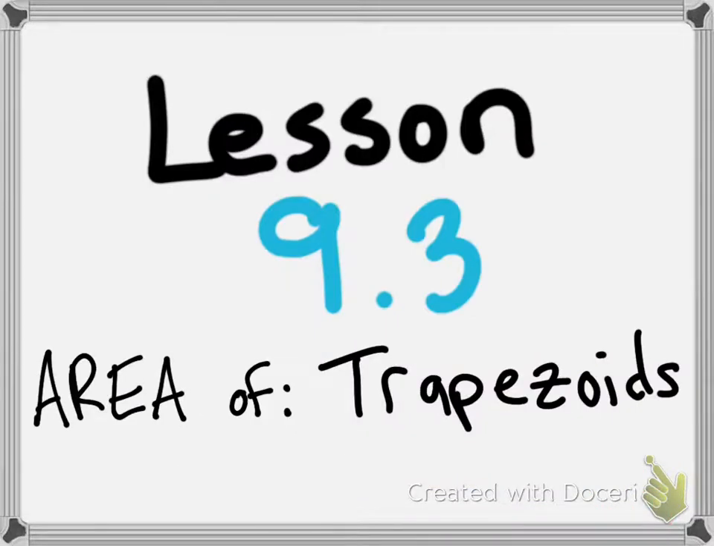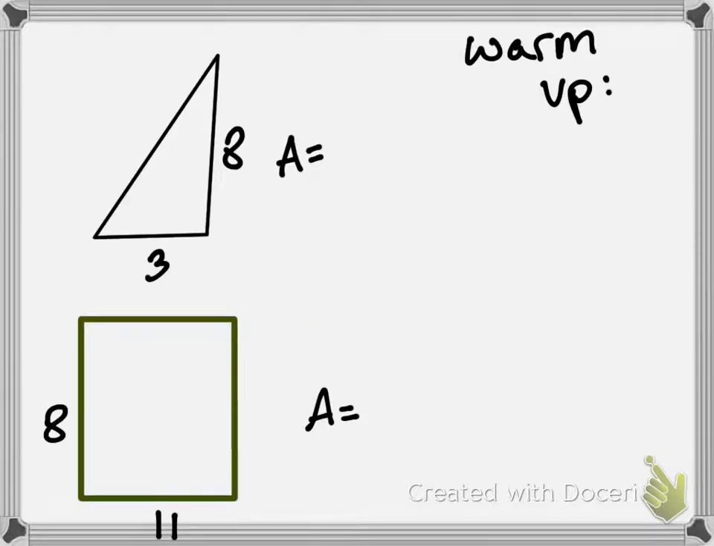Excellent work. So we're starting lesson 9.3, area of trapezoids. What we're going to be taking now is knowledge that we've learned both from area of parallelograms and area of triangles to learn how to take area of trapezoids. Here's this warm-up here. First, what's the area of this first one, Gore?